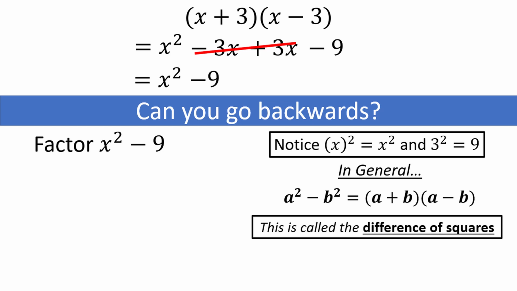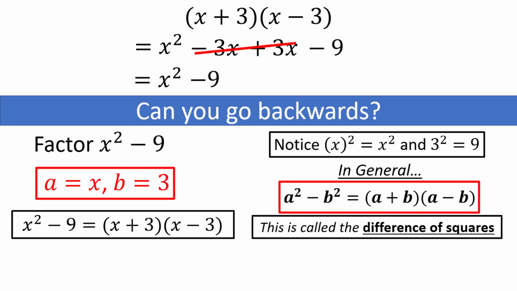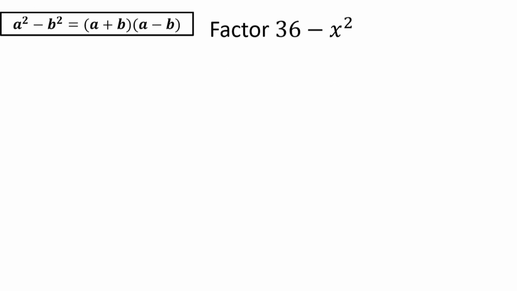Let's look at this formula applied to our example. We have x squared minus 9. That means a equals x and b equals 3. Using the formula, we know that x squared minus 9 is equal to (x + 3)(x − 3), which is the same expression that we started with. Let's take a look at another example.